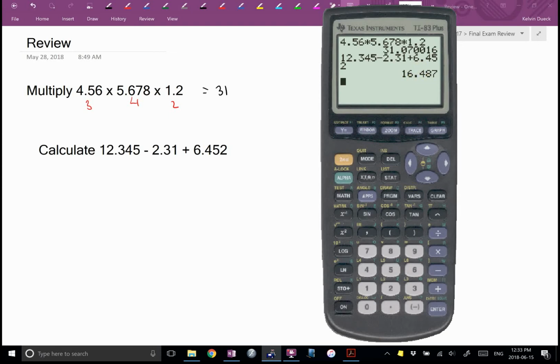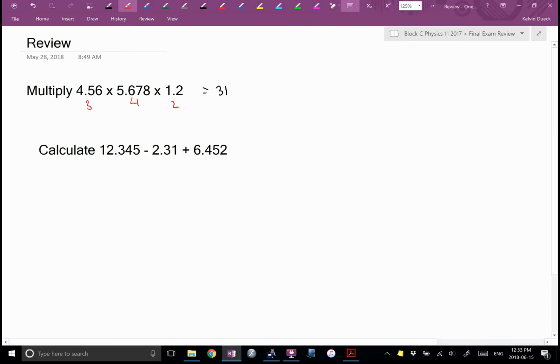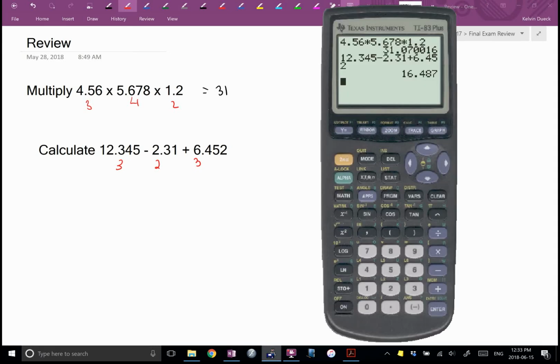The rule for adding and subtracting is you look at the number of decimal places. How many decimal places? 3. How many decimal places? 2. How many decimal places? 3. What's the fewest number of decimal places that I just wrote? I'm going to go to 2 decimal places, which in this case is going to be 16.4 what?